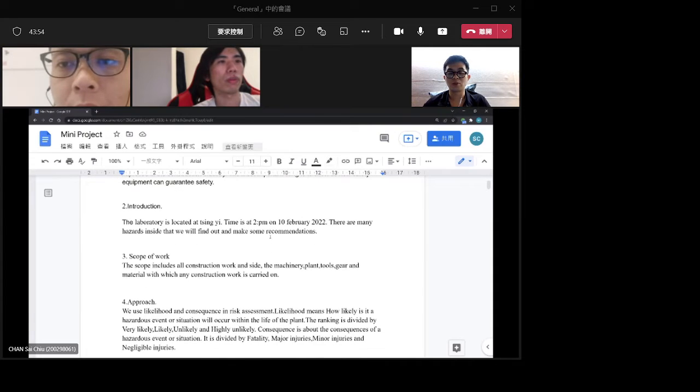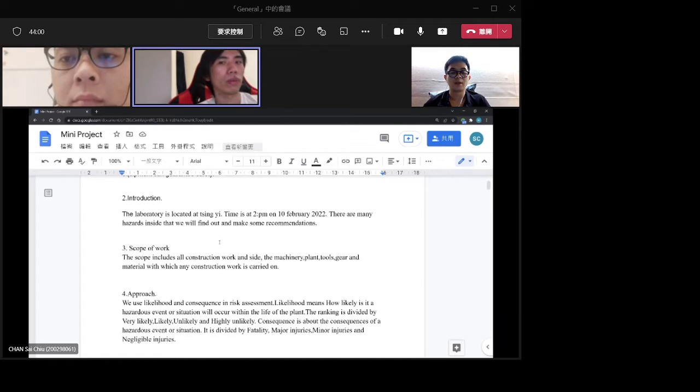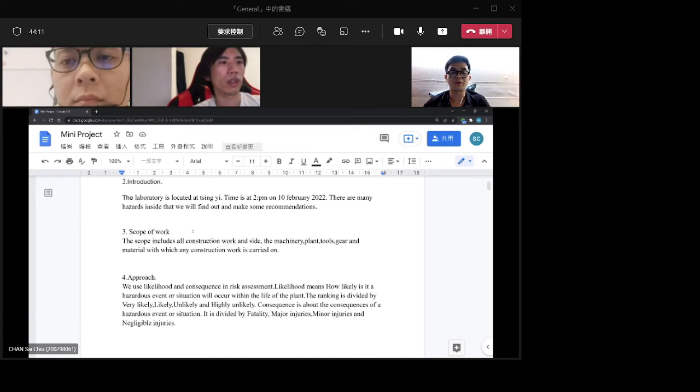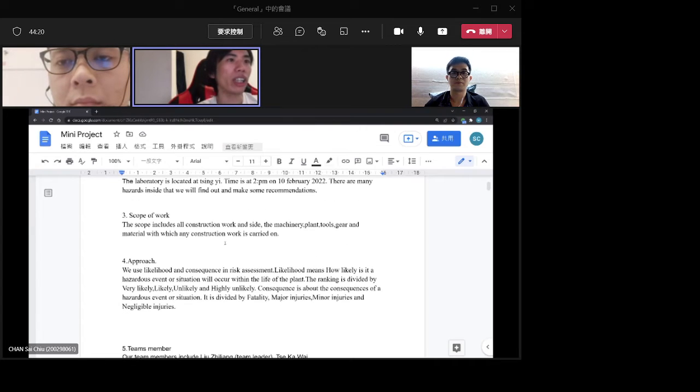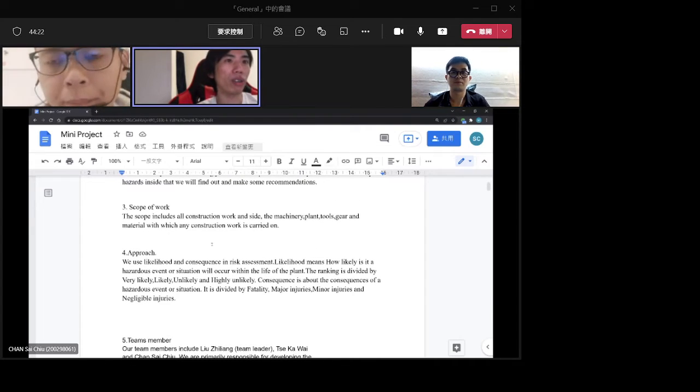2. Introduction. The laboratory is located in Qingyi. Time is at 2 p.m. on 10 February 2022. There are many hazards inside that we will find out and make some recommendations. 3. Scope of work. The scope includes all construction work and site, the machinery, plant, tools, gear, and materials with which any construction work is carried on.